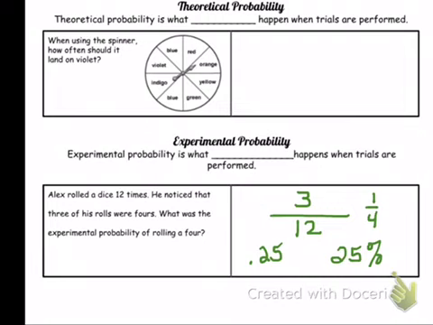The more you do it, the more theoretical and experimental come closer together. But sometimes when you just do it a few times, there can be a big difference between the two. But that's how you do experimental probability. It's the total number of attempts as a denominator and how many times you got what you wanted. Remember again, the probability of what was your event? 4s. So when you do experimental probability, it is what actually happens when trials are performed.